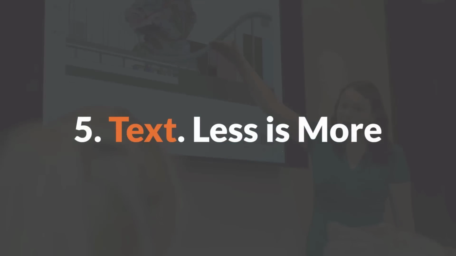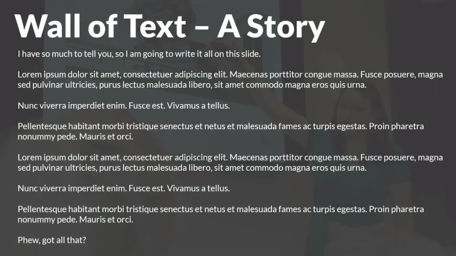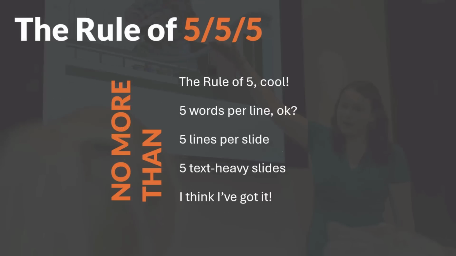That leads me on to golden rule number 5, text. Less is more. I'm sure we've all sat through presentations where we're staring at slide after slide of boring text. And a lot of speakers make the mistake of simply reading out the text that they have on the slide. So they're effectively making themselves redundant. Now, lots of text is just going to send your audience to sleep. So I always like to employ the rule of 5-5-5. So no more than 5 words per line, 5 lines per slide, and 5 text-heavy slides in a row.